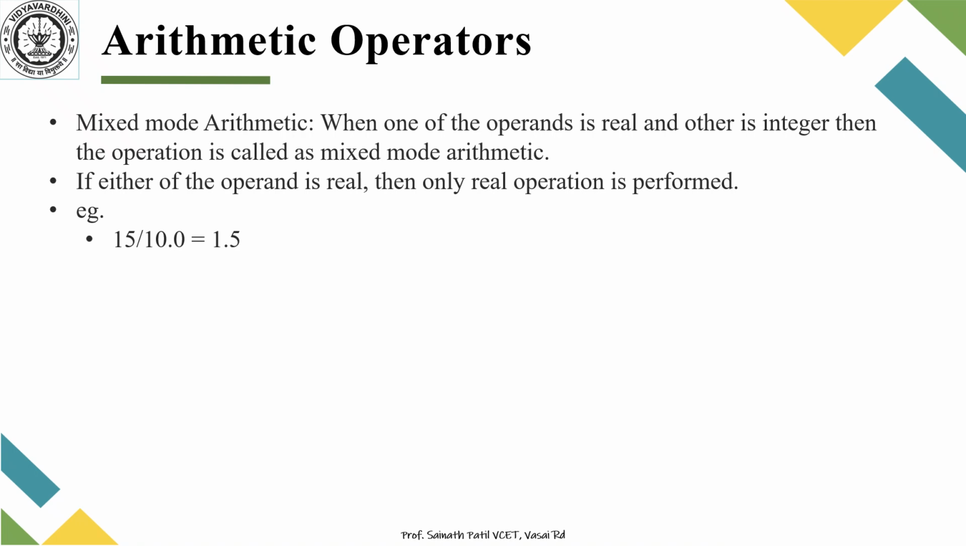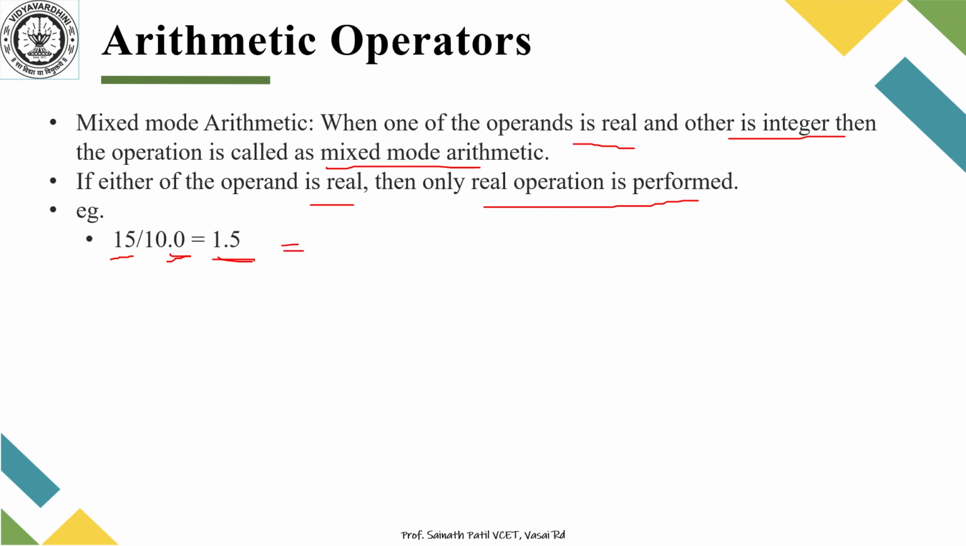Mixed arithmetic. When one operand is real and the other is integer, the operation is called mixed mode arithmetic. If either of the operands is real or float, then only a real operation is performed. For example, 15, which is an integer, that is a number without decimal part, and 10.0, that is a float or real number, a number with a decimal point. So the answer is obviously 1.5, which is a float or real number.